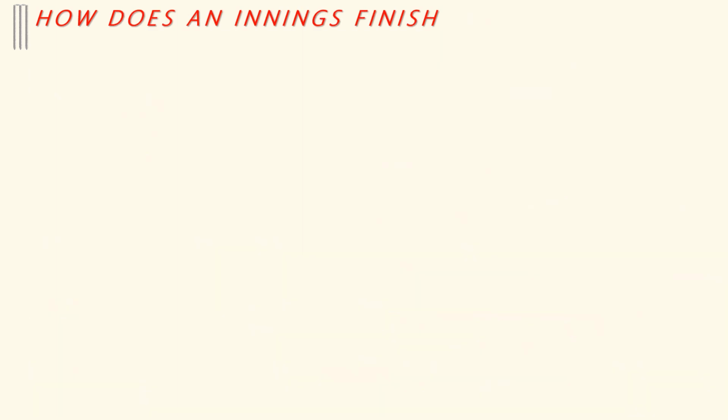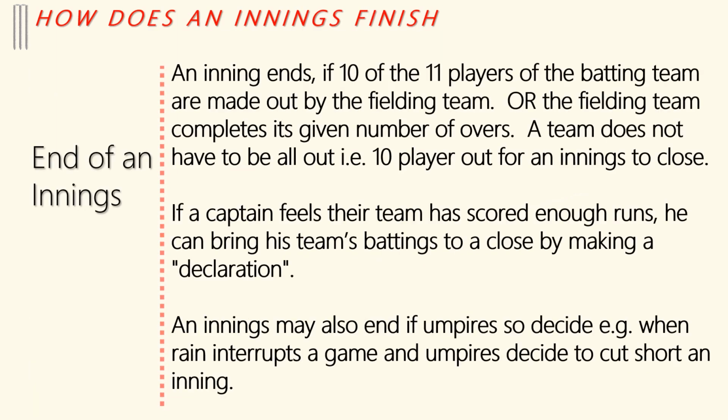Let's now understand how an innings ends in cricket. An innings ends if 10 of the 11 players of the batting team are made out by the fielding team, or the fielding team completes its given number of overs in that innings. So at that time also the innings will be finished. For example, in a T20 match, if the fielding team finishes bowling 20 overs, then the batting innings will be over, or the bowling innings you can call it.